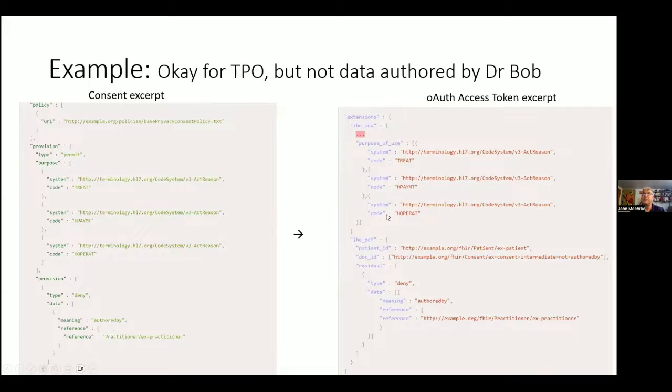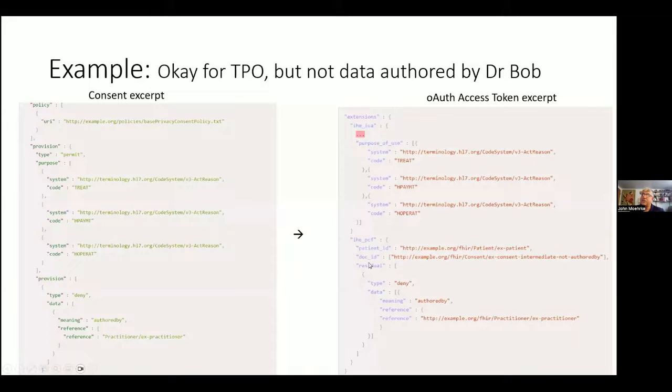That's where we stuff the purpose of use stuff, because it's part of IUA. We didn't have to invent that. But here we have this additional extension, IHE PCF, and it is indicating that the patient ID is this patient. Where did this policy come from? Well, this is the consent. That's this thing over here. So it's using a FHIR ID of that consent.